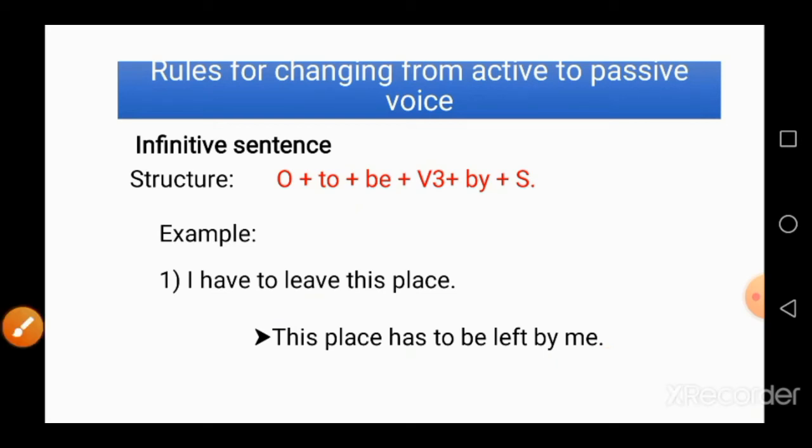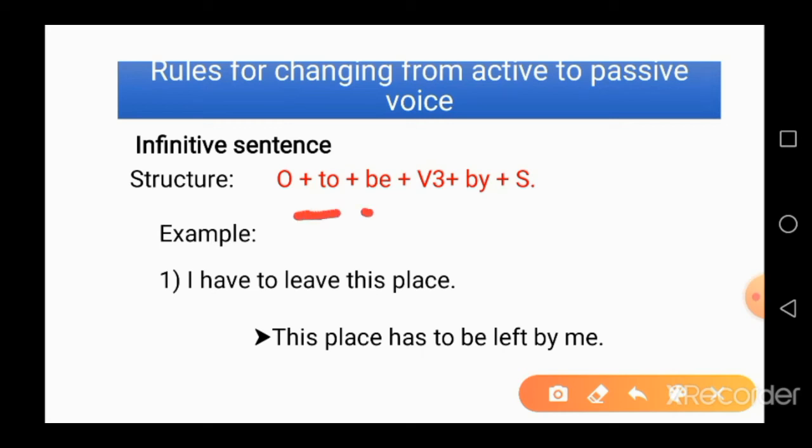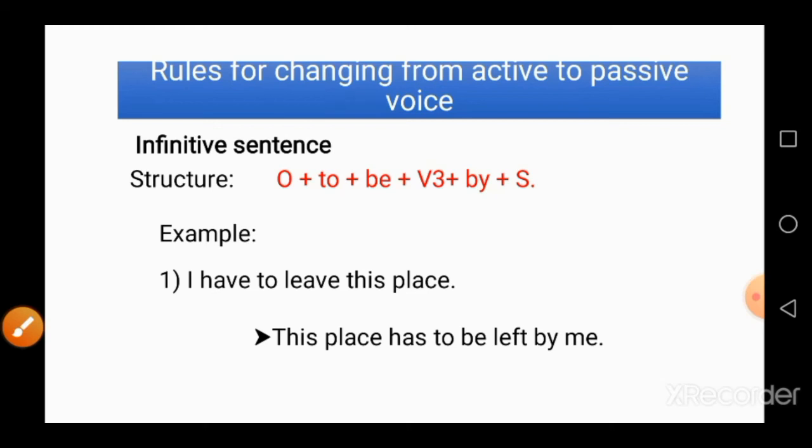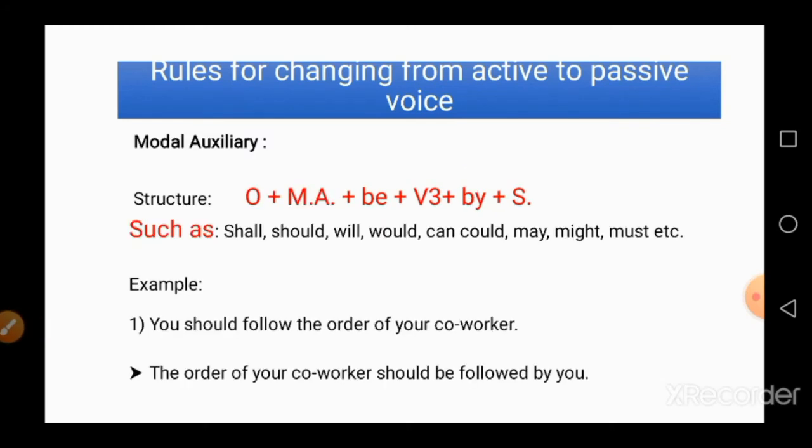So, remember this format when you change the passive voice of an infinitive sentence: the passive voice of an infinitive sentence is made with to plus be plus V3. Okay? Have you understood how to make the passive voice of an infinitive sentence, infinitive verb? Okay. Let me explain what is next. Here, the next is the passive voice of modal auxiliary.